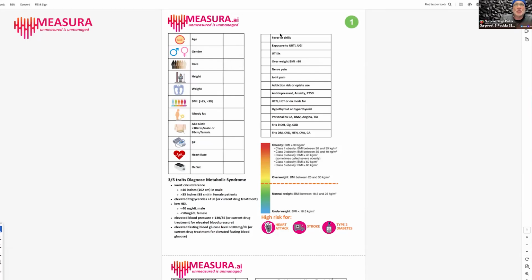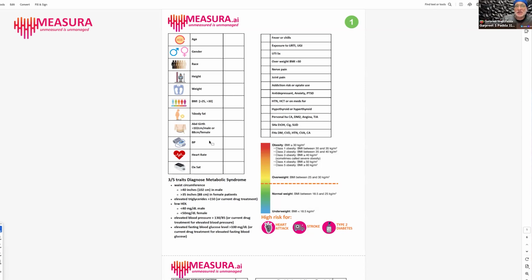Like I said, step one is we use biometrics, just simple stuff like age, gender, race. We actually measure height. Patients lie about their height every day. They're all 2 inches taller than they think they are. They tell you, I'm 5'8". Well, actually you're 5'4", 5'4.5".